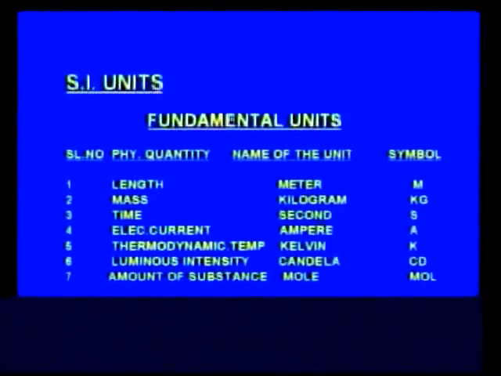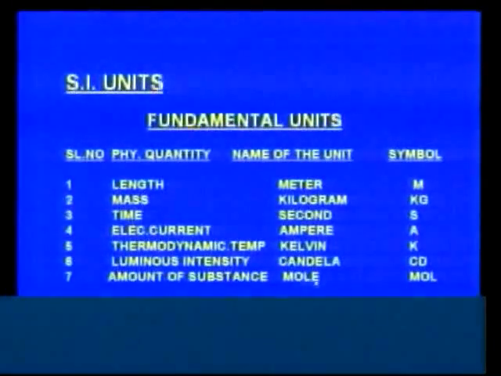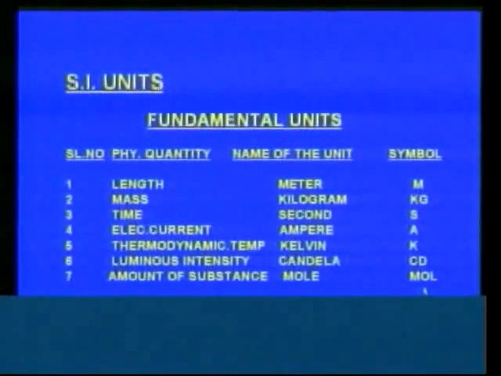The fourth physical quantity is electric current, its unit is ampere and symbol is A. And fifth, thermodynamic temperature, its unit is Kelvin, symbol is K. The sixth quantity is luminous intensity, its unit is candela, symbol is cd. And the seventh one, amount of substance, its unit is mole, symbol mol.